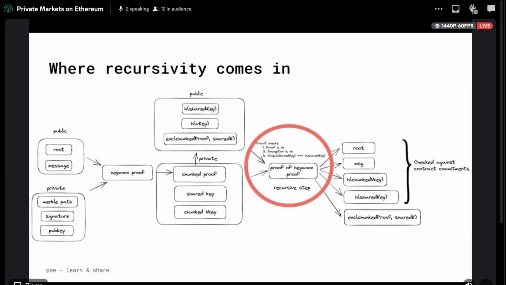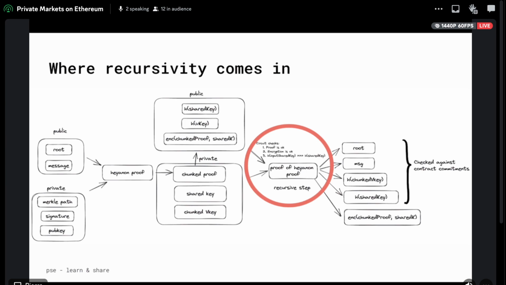So where does recursivity come in? Well, if we go from the left to the right, we will see how the proof generation process works. Firstly, you see on the left, there are two kinds of inputs. There are public inputs, which is the root of the group that we want to access. Often that group is represented as a tree, and the root is a public signal to the proof that we are generating. And there is also a message that is public.